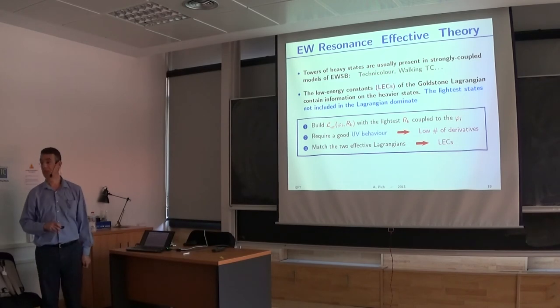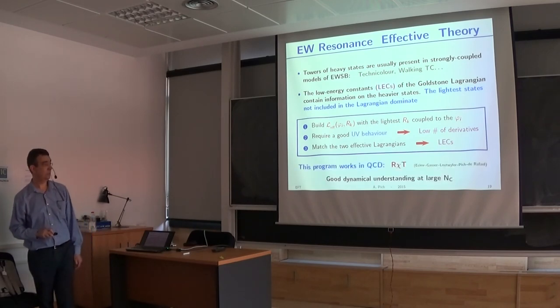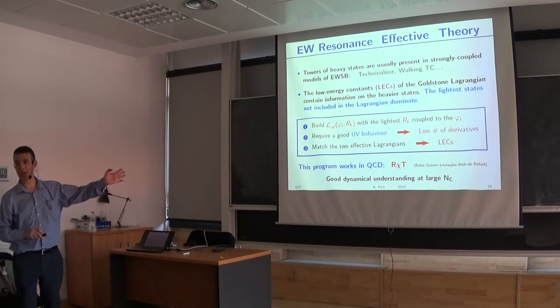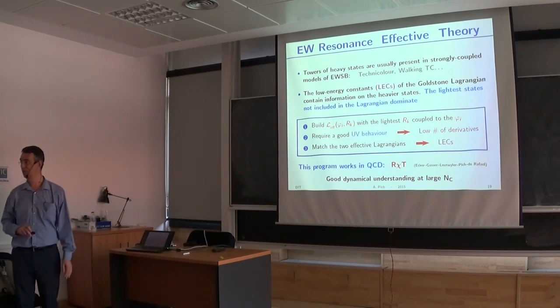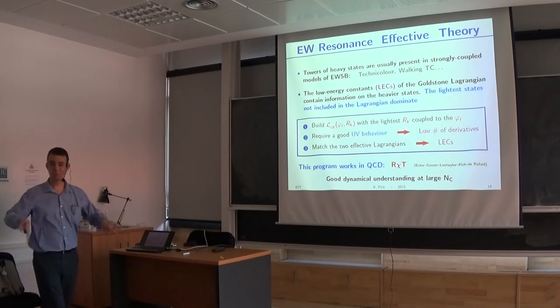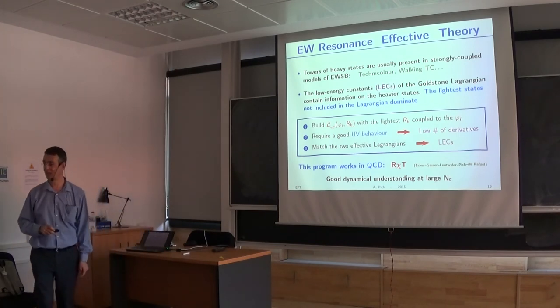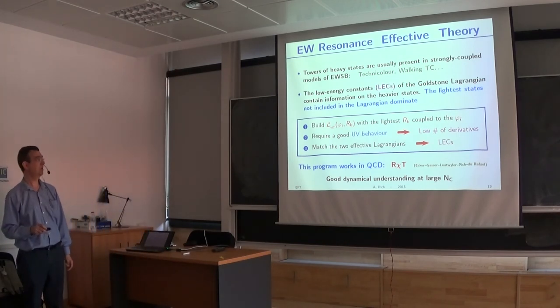Then I match the two Lagrangians. And matching the two Lagrangians, I get the low energy constants in the electroweak sector. Okay, so the program works in QCD, but in QCD we have many more handles, so we know what we are doing. In the electroweak sector, you are just moving in the dark and trying not to make terrible mistakes. But a priori it is the same.